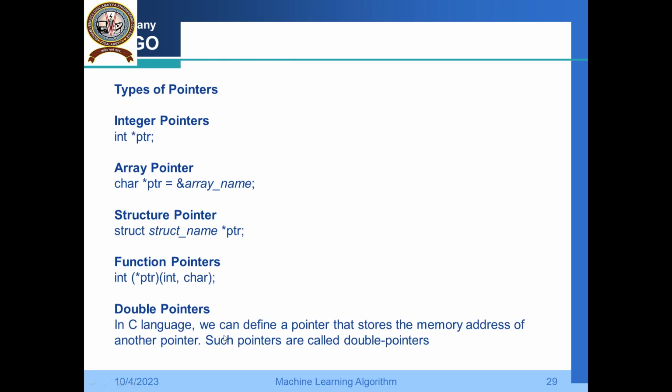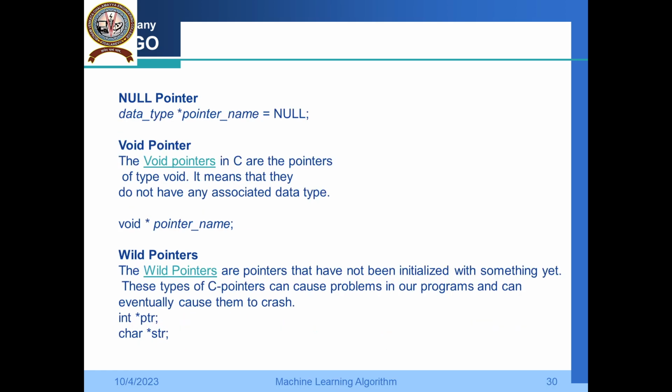What are the different types of pointers? We have integer pointers, defined like int *ptr; array pointers, char *ptr, where you put the array name; similarly structure pointers, struct name *pointer; function pointers; and double pointers. We also have null pointers, data type *pointer name = NULL, void pointers, void *pointer name, and wild pointers, you can see it here.